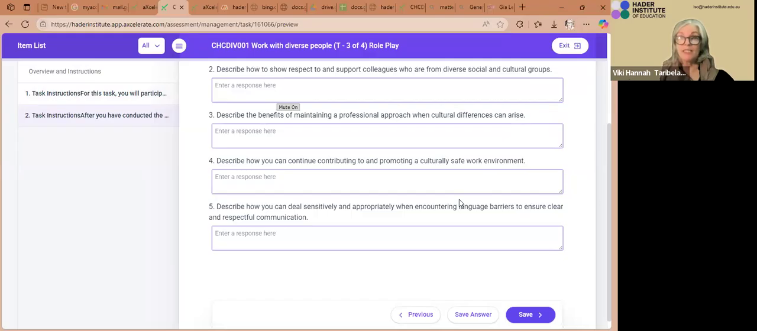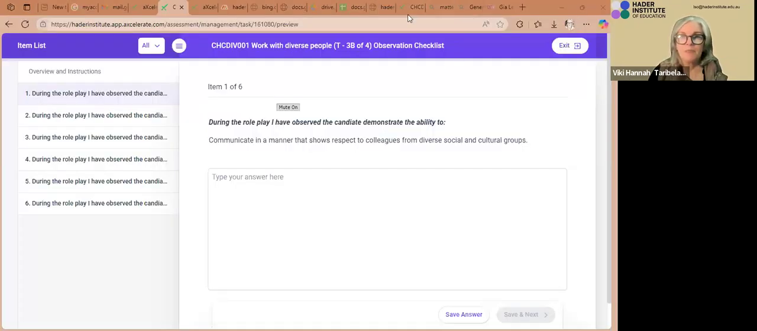And now I'm going to take us over just very briefly into how we mark you in that assessment. Okay, now where I have us now on the screen, I can just move that little bar for you. Just make sure we've got better visuals. So you can see here that this is task 3B. Now this is ours. 3B is an observation checklist, which is the assessor's tool.